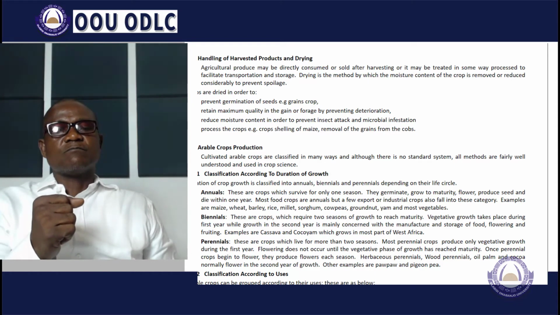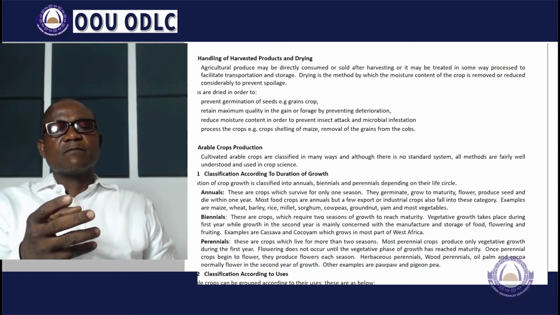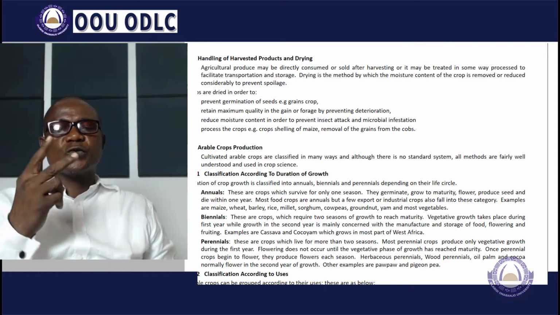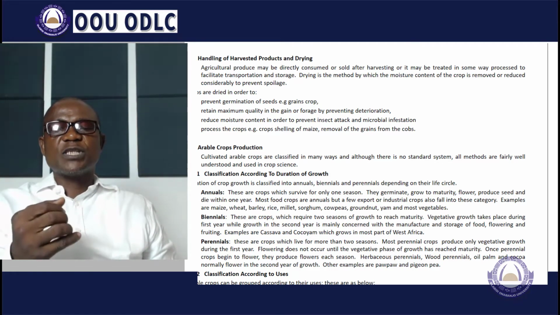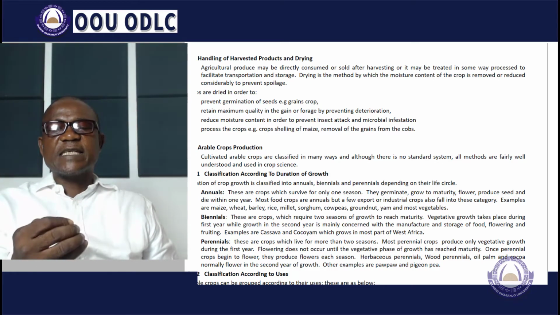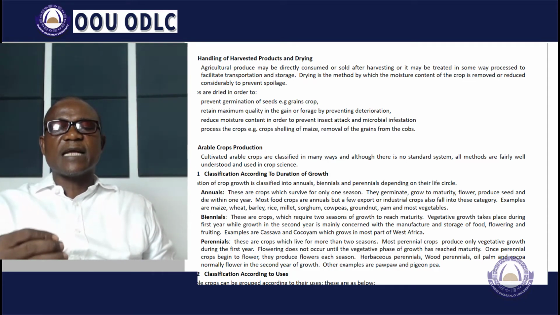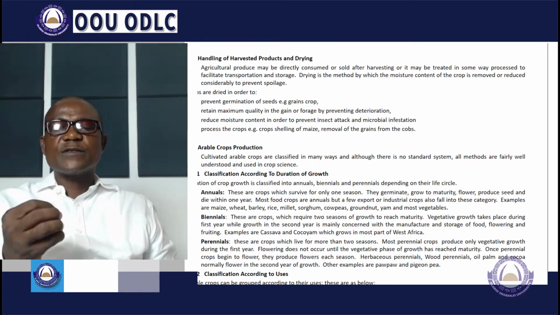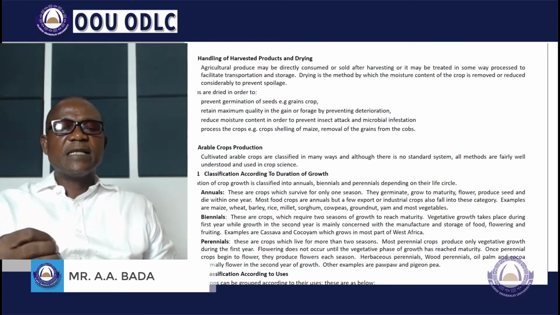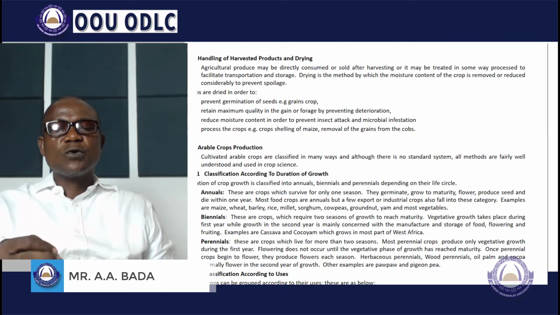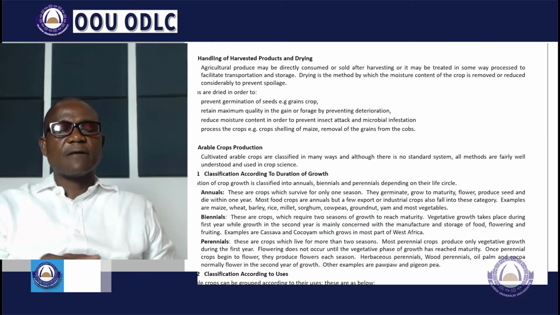Biennial crops. These are crops which require 2 seasons of growth to reach maturity. Vegetative growth takes place during the first year, while growth in the second year is mainly concerned with the manufacture and storage of food, flowering, and fruiting. Examples are cassava and cocoyam, which grow in most parts of West Africa.